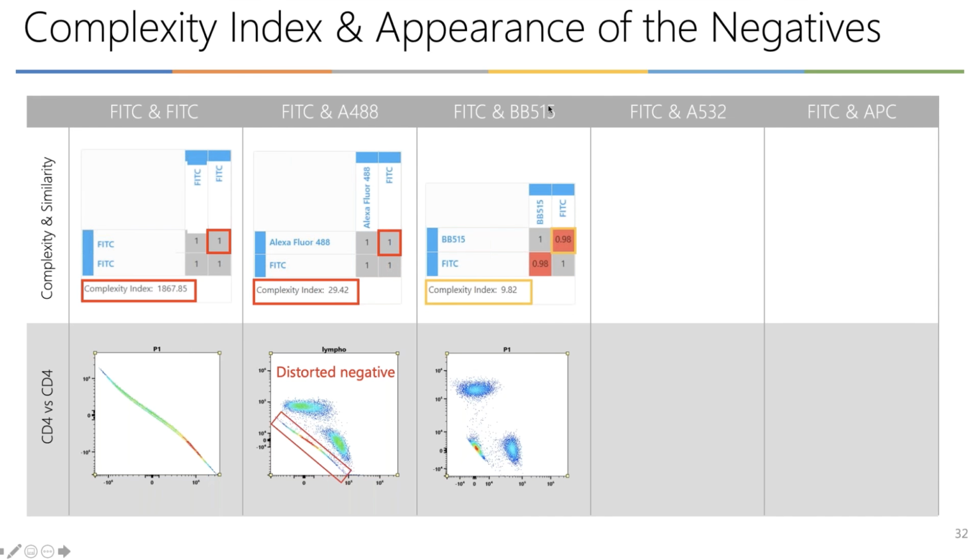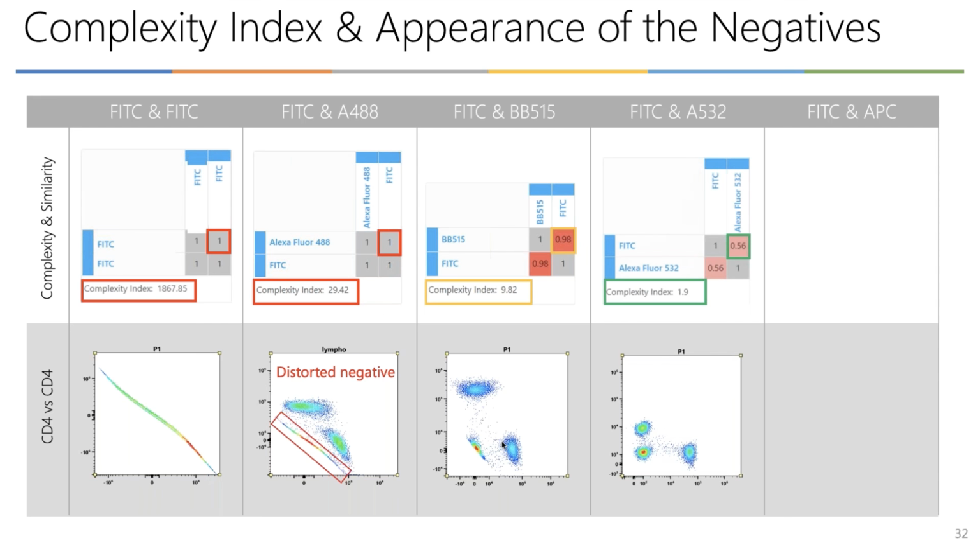Now, FITC and Brilliant Blue 515, we have heard some people questioning, should I be using those two dyes together? They have a similarity index of 0.99 and a complexity index that is 9. And for us, this 0.98 similarity index and this complexity index of 9 is good enough, and we get good results when we use them in combination and we follow panel design rules. We can resolve them. The negatives are the slant, which is expected with the level of overlap of those dyes. But with good panel design, assigning it to the right markers, you can use these two dyes in combination.